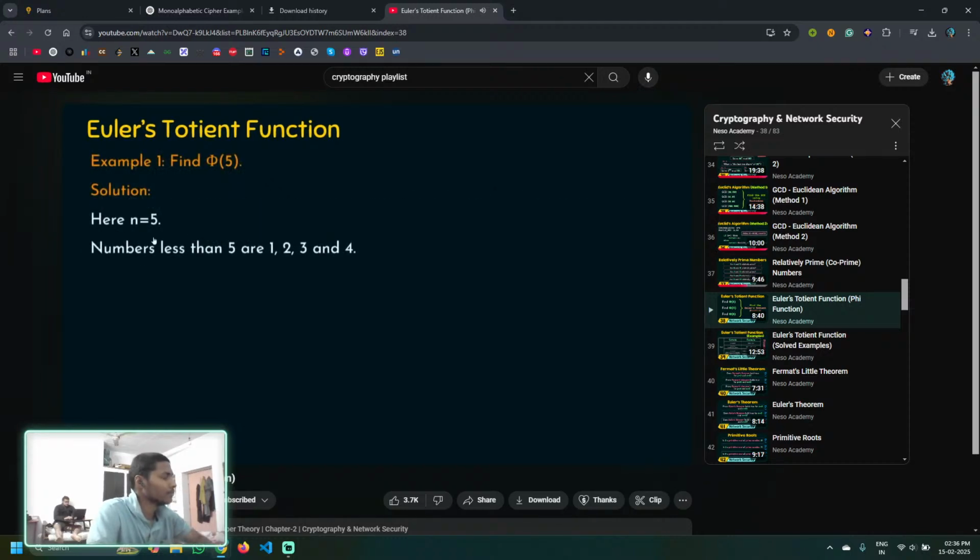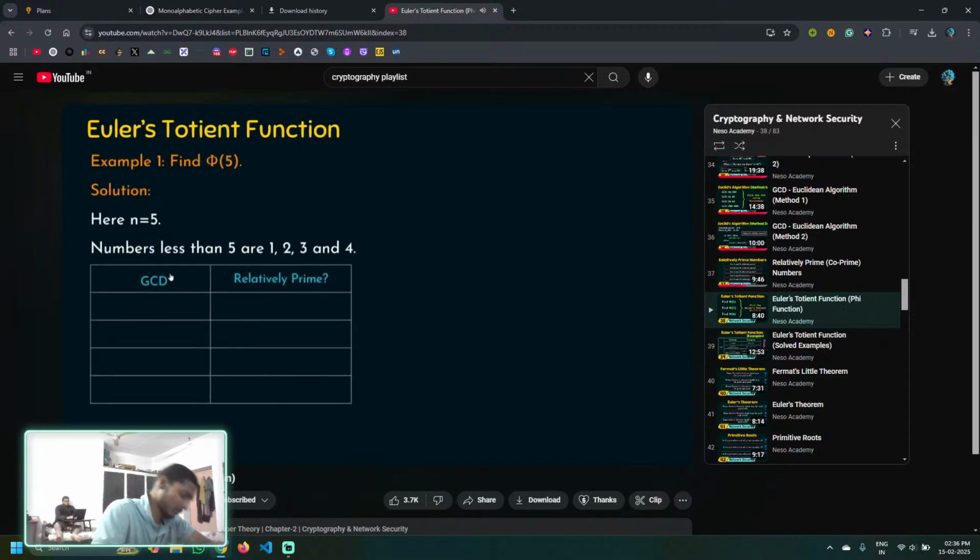In the last presentation, we understood when two numbers are said to be relatively prime. For that, I asked you to compute the GCD, and for computing the GCD, I recommended the Euclidean algorithm, right? So I'm going to compute the GCD and confirm whether the numbers are relatively prime or not. I'm going to compute GCD of (1, 5), (2, 5), (3, 5), and (4, 5). So let's check it out.